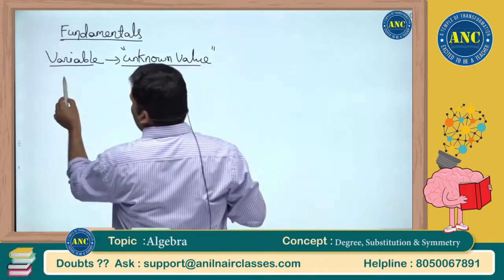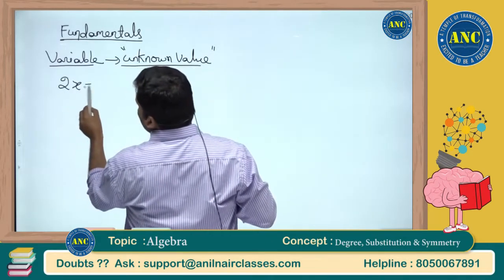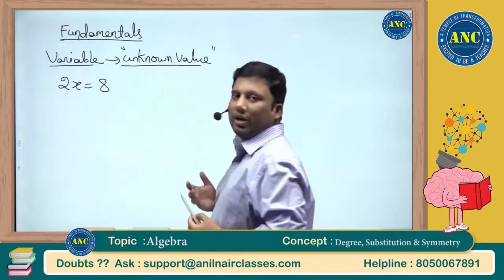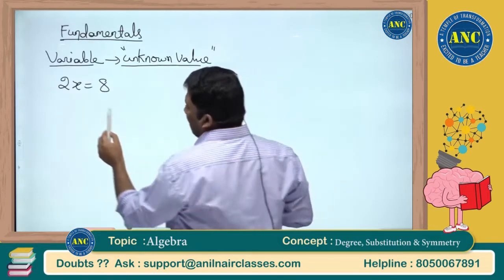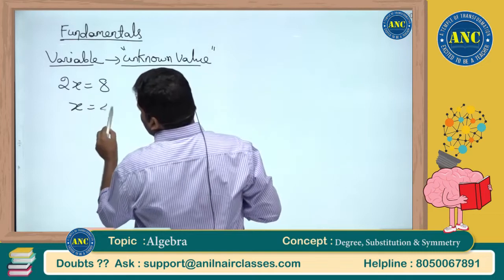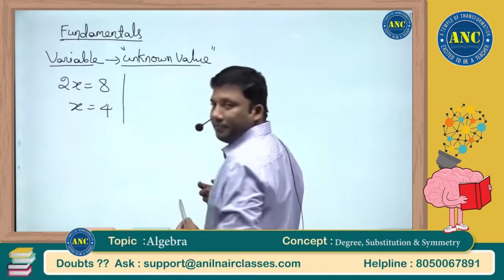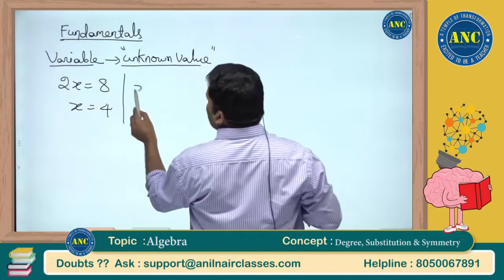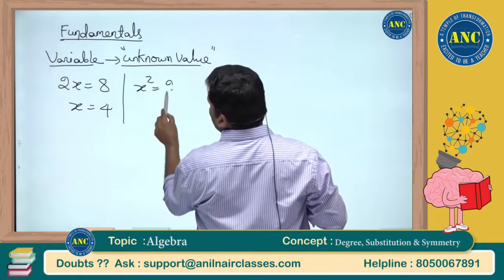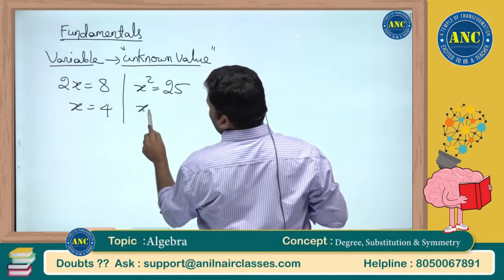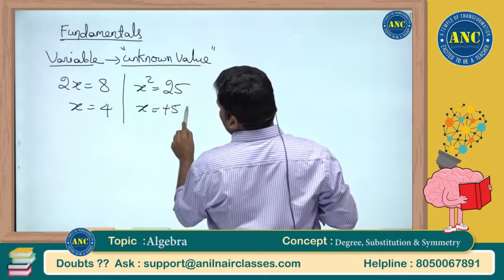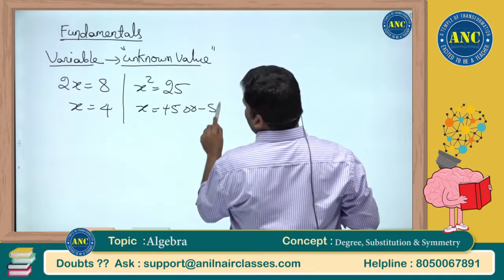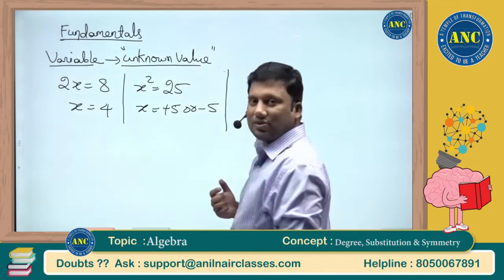It varies. Suppose, for example, 2x equivalent to 8. X is equivalent to 4. For this, x is equivalent to 4. X square is equivalent to 25. X is equivalent to plus 5 or minus 5.